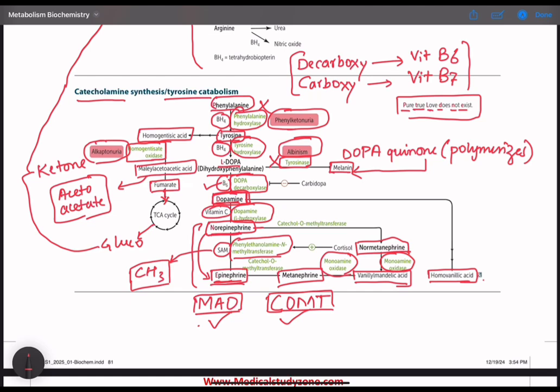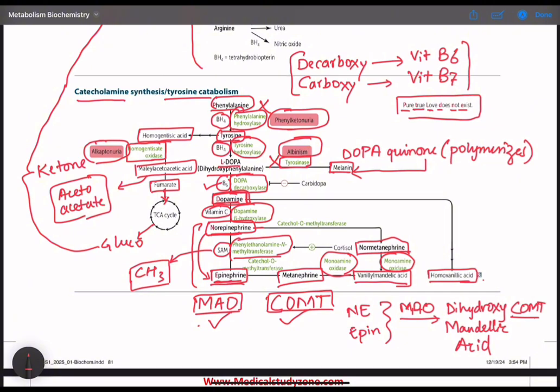And if the reverse occurs, the norepinephrine and epinephrine are acted on by MAOs first, then we will have dihydroxymandelic acid, and this dihydroxymandelic acid is then acted on by COMT to convert into vanillylmandelic acid.